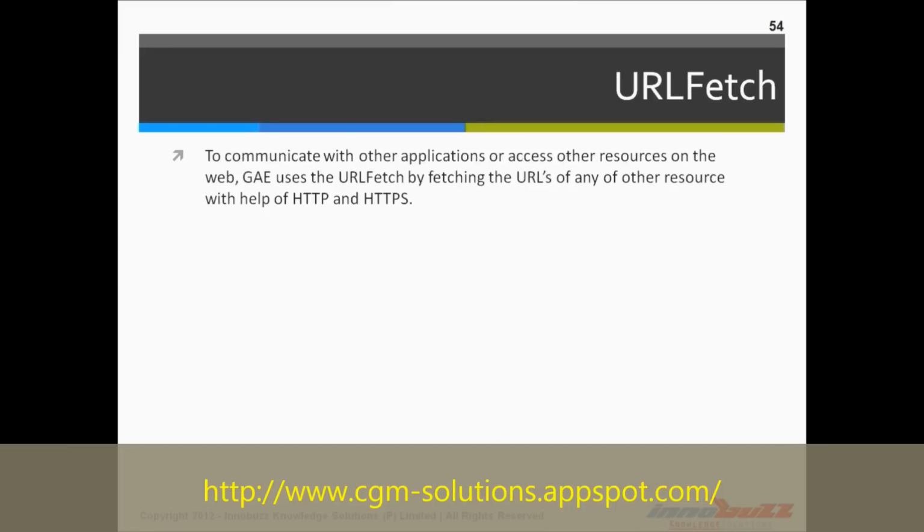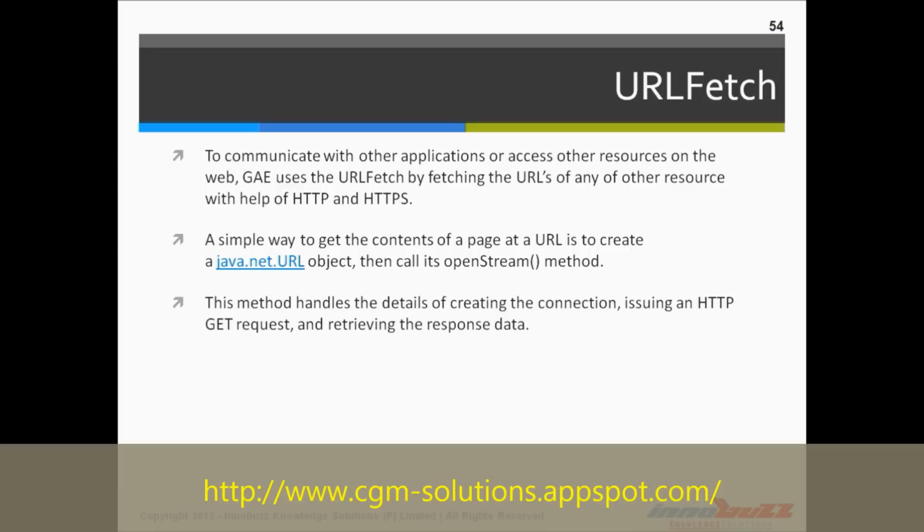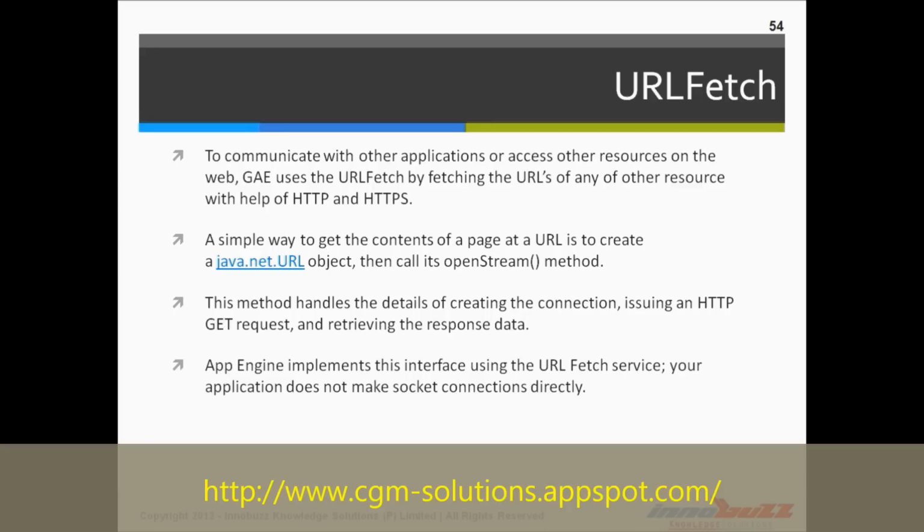URLFetch. To communicate with other applications or access other resources on the web, Google App Engine uses the URLFetch by fetching the URLs of other resources with the help of HTTP and HTTPS. Generally, a simple way to get the content of a page at a URL is to create the java.net.URL object, then call its openStream method. This method handles the details of creating the connection, issuing an HTTP GET request, and requesting the response data.